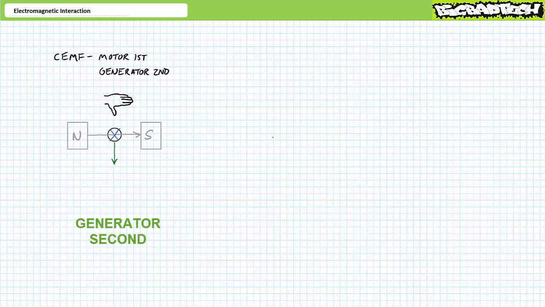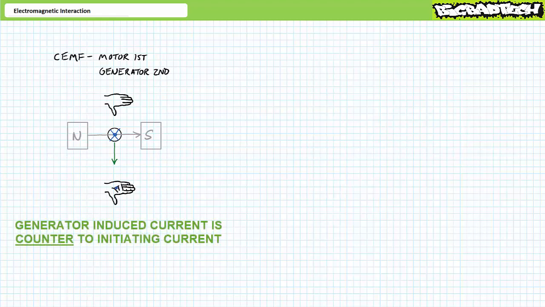Generator second. This is now a conductor moving through a magnetic field. Overlay your right hand on the left such that the right hand fingers point north to south. Orient the right thumb such that it points downward in the direction of movement. Unless you've got weird shaped hands, your left and right hands should be back to back such that the left hand palm points into the screen and the right palm points out. This is CEMF. The secondary generator action produced as a consequence of motor action opposes the initiating effect, in this case current.